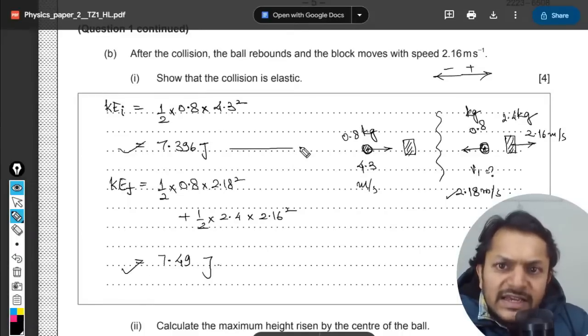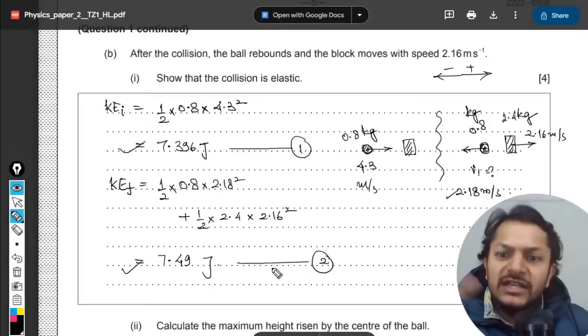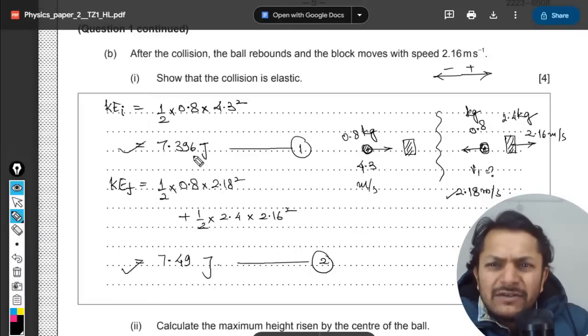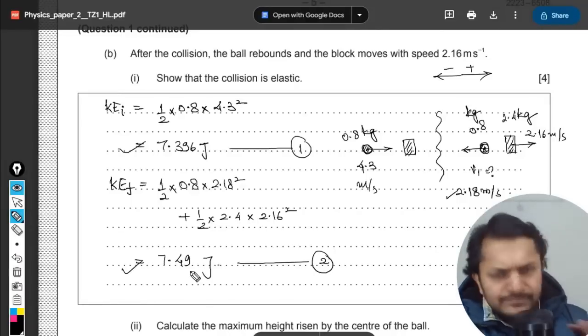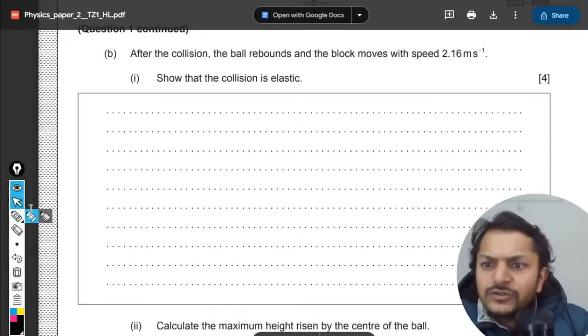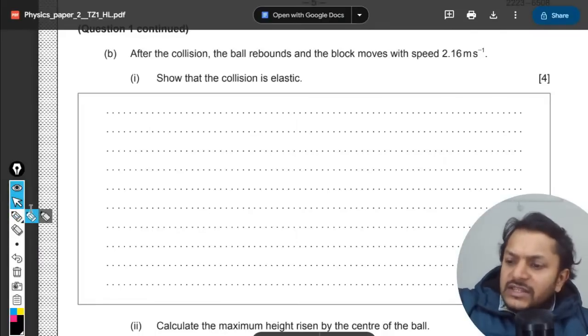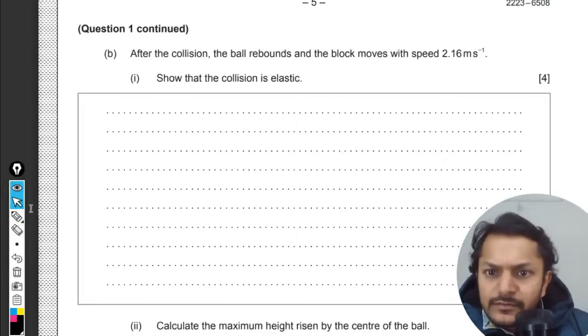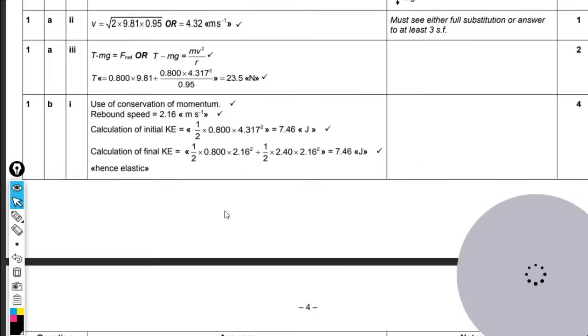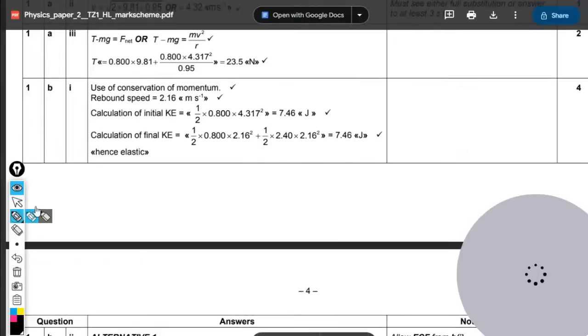So we can say that yes, it is completely elastic because the initial kinetic energy is equal to the final kinetic energy. Okay, so this can be taken as 7.4, this is 7.5, approximately they are equal. Yeah, so this is my answer. Let us go for the mark scheme and see what they are doing in the answer.